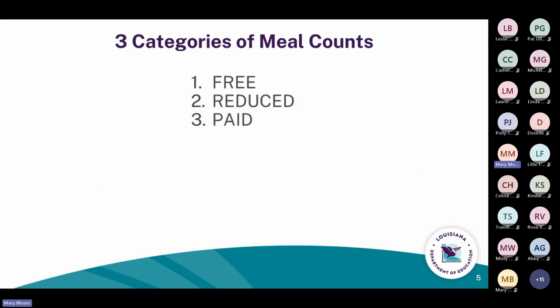What are the category meal counts separated by? First, free. All children in households receiving benefits from the Supplemental Nutrition Assistance Program, SNAP, homeless or foster, can receive free meals regardless of your income. Also, the children can receive free meals if your household's gross income is within the free limits on the federal income eligibility guidelines. Second, reduced.